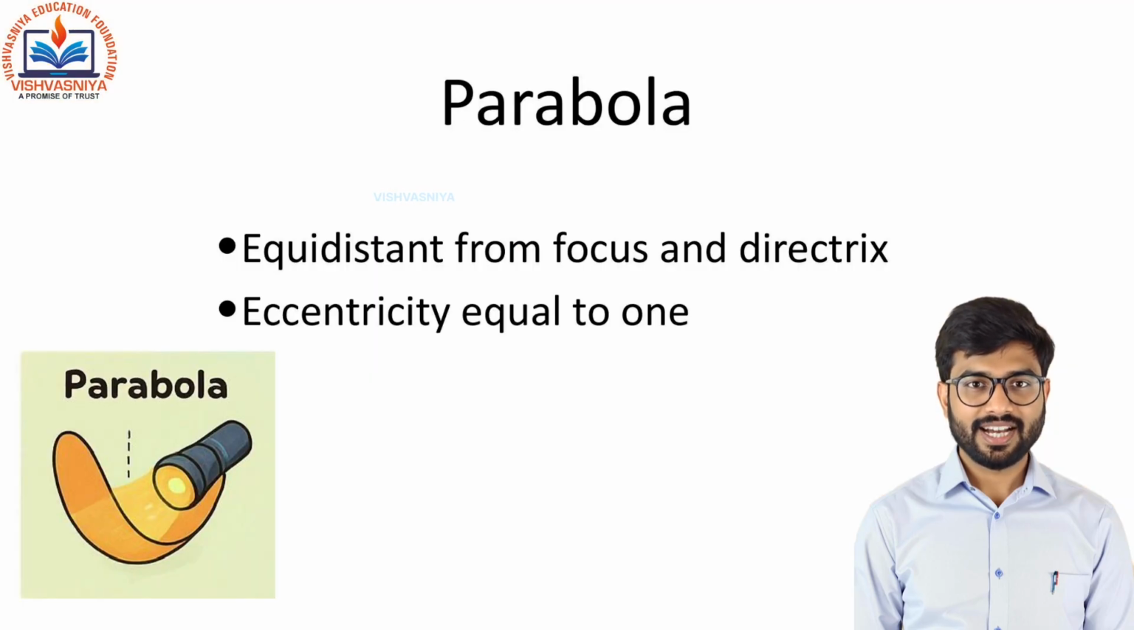Next is the parabola. It is defined as the set of points equidistant from a fixed point F, called the focus, and a fixed line D, called the directrix. It has eccentricity equal to 1. One common example is the path of a ball thrown in the air. It follows a parabolic trajectory.